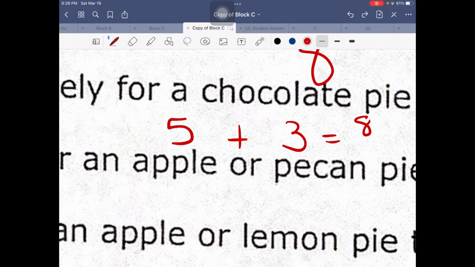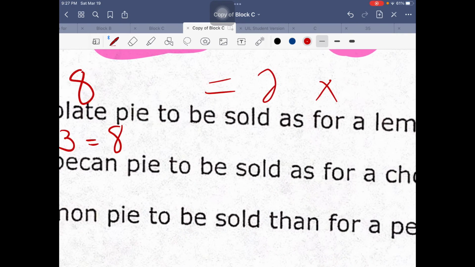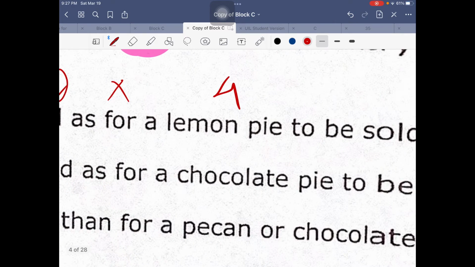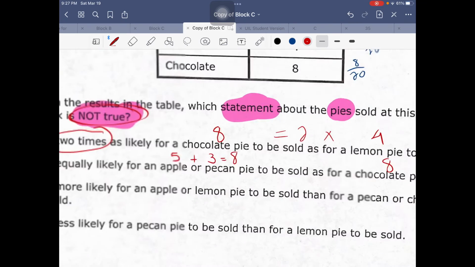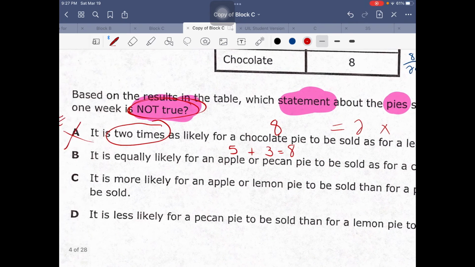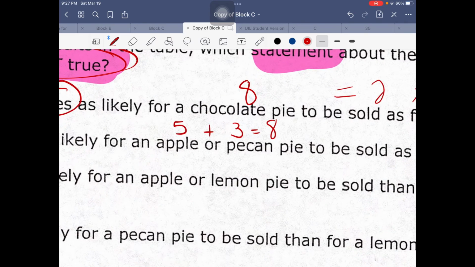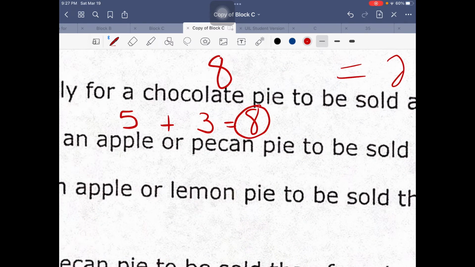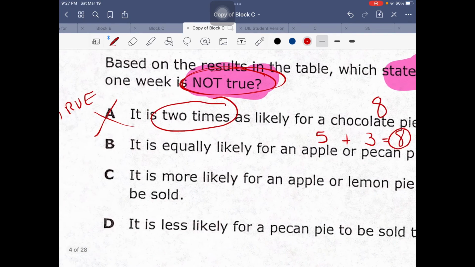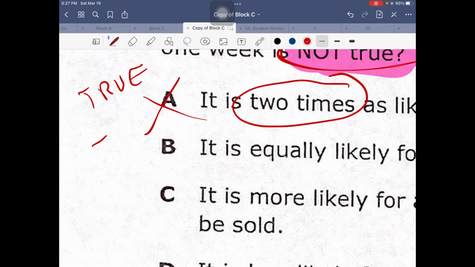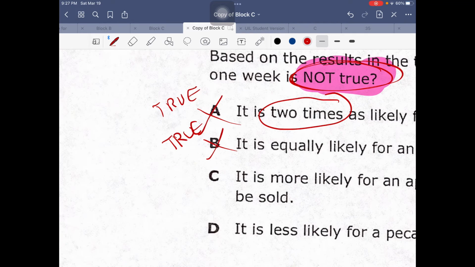Now I'm just going to put 8 so we don't get confused. 8 to be sold as for a chocolate pie to be sold. How many do we have chocolate? 8. Okay. I'm going to ask you: is it equally likely for an apple or pecan pie to be sold as for a chocolate pie to be sold? Is it equal? Is it the same? Yes. It's true. So that means we're going to cross it out.